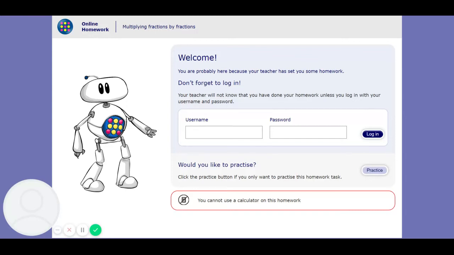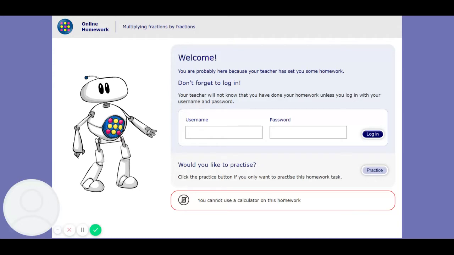So today we're going to look at multiplying fractions by fractions. Hopefully you've already gone through the lesson which should explain most of this, but if I work through a homework with you, then it'll give you a much better idea of the sort of thing you're going to be expected to answer yourself. If you try it yourself, the numbers will be different than the ones I'm looking at now, but the questions will be very similar.